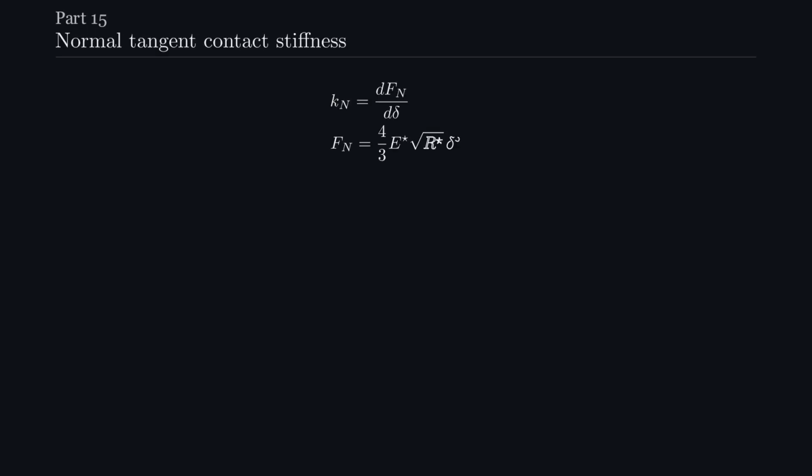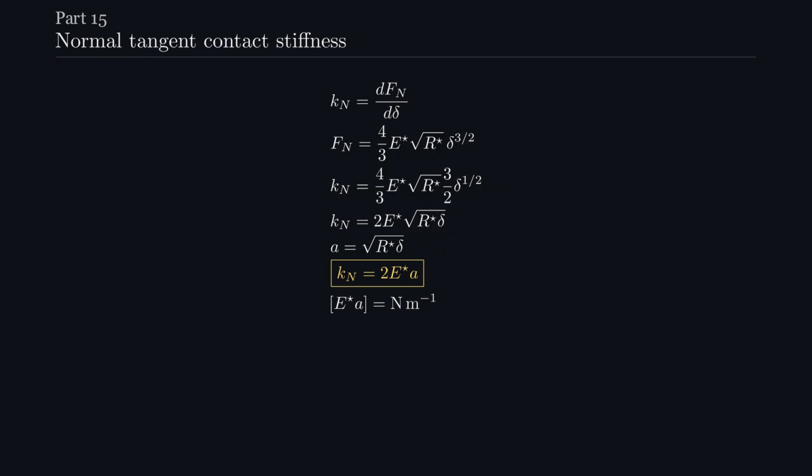The normal tangent stiffness is the derivative of the normal force with respect to normal indentation. Differentiating the Hertz normal force law gives 2E star square root r star delta. Since square root r star delta is the contact radius, the normal stiffness is 2E star a. The normal contact stiffens as the patch grows.